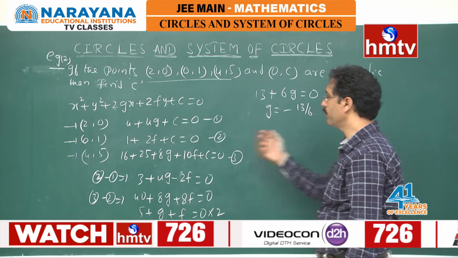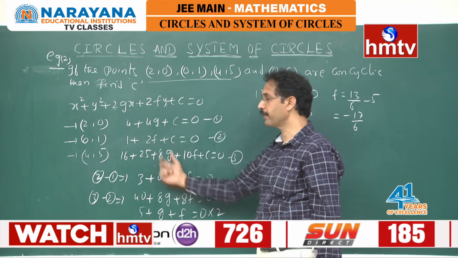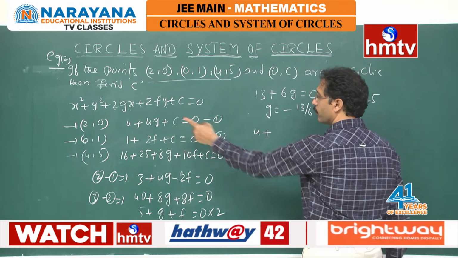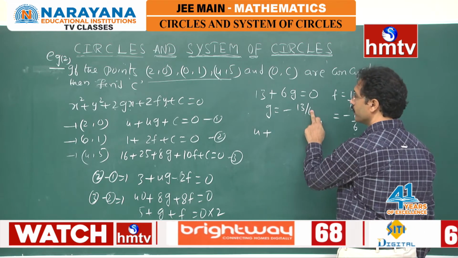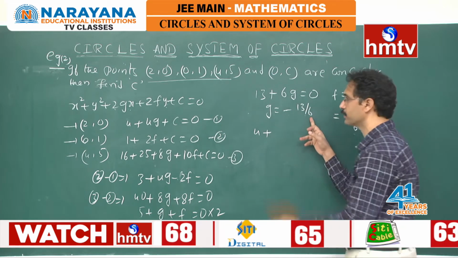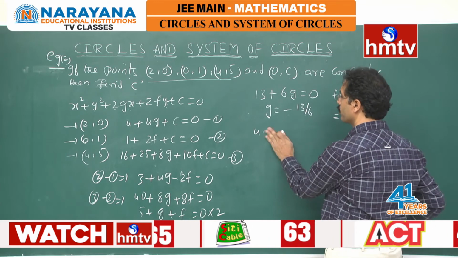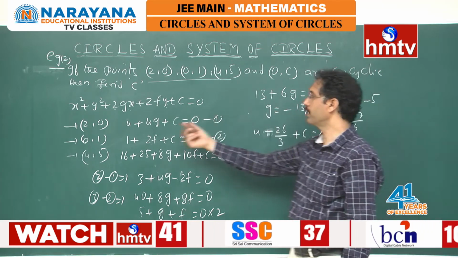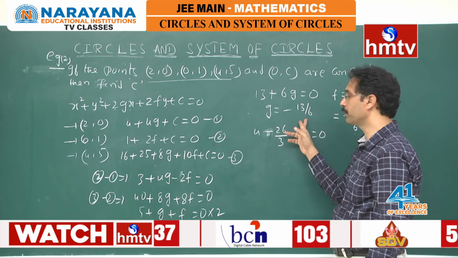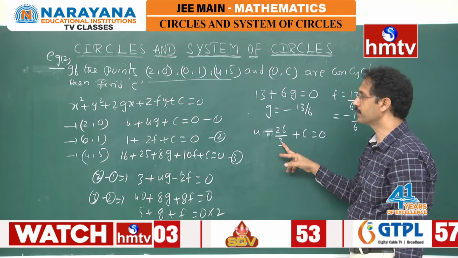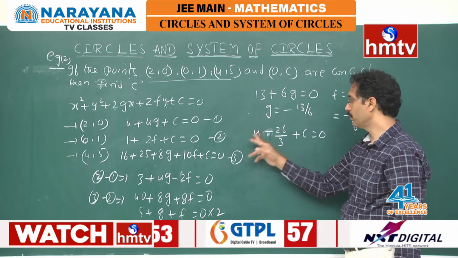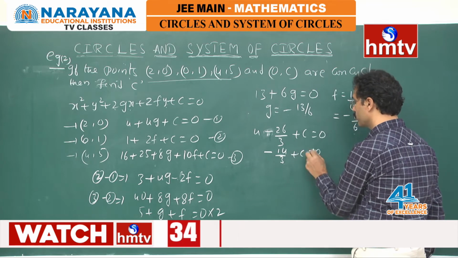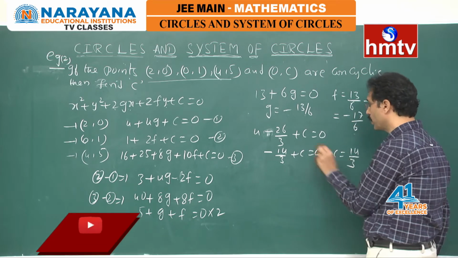If I substitute g and f in either of these, we can find c. We got g as minus 13 by 6. If I substitute here, 4 plus 4 into g, that is 4 into minus 13 by 6. 2 and 3 times cancel, 2 will be left, so in the numerator 26 upon 3 will be there, plus c is equal to 0. So 4 threes are 12, 12 minus 26, so minus 14 by 3 plus c is equal to 0. So what is the c value? c we got as 14 by 3.